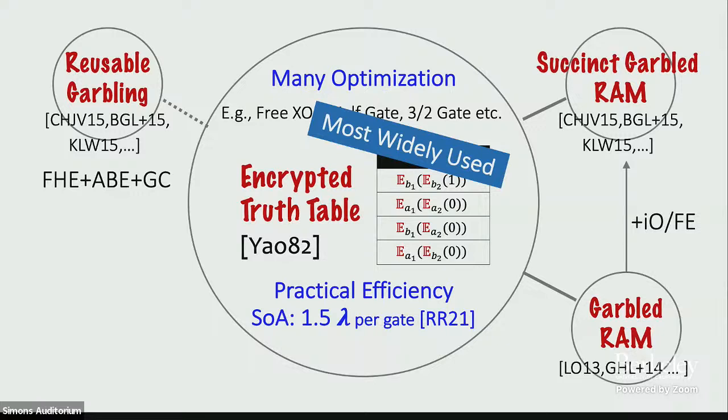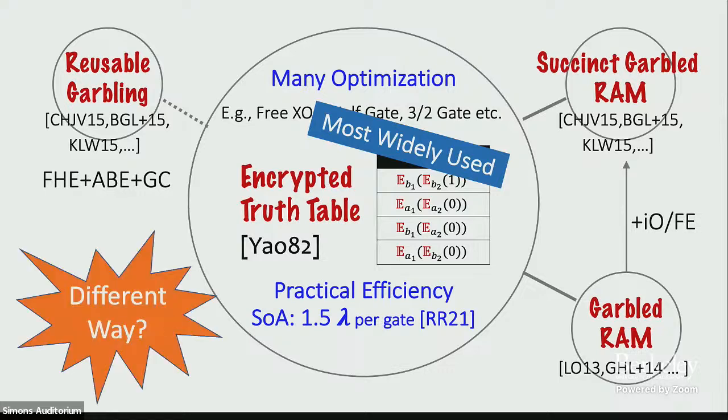Okay, so far, there's no doubt that the encrypted truth table is still the most widely used method in garbling, invented in the 80s, and we're still using it day by day. So the question is, can we do it differently?